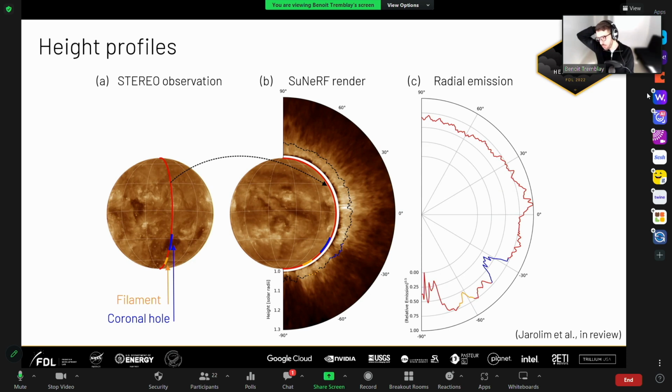Okay, so just a comment. It could be very interesting, you mentioned that you were working on density estimations. Yep. So the next step could be trying to compare to in situ observations and see where these streams are coming from when you measure them with Parker Solar Probe, for example. Right, yeah, that's a good idea. Thank you.